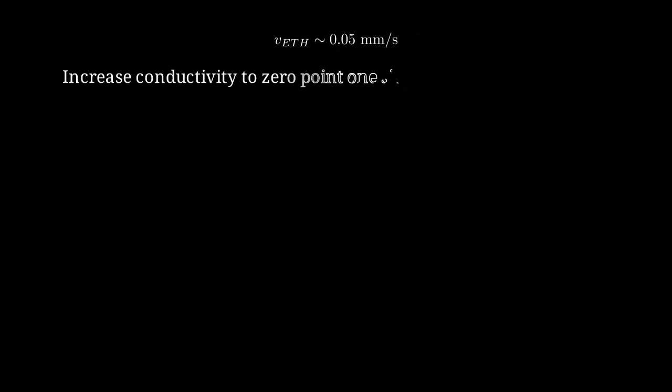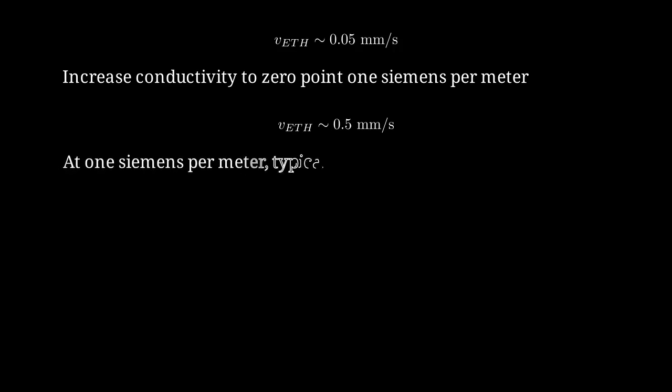Now increase conductivity to 0.1 Siemens per meter. Electrothermal jumps to 0.5 mm per second. Still smaller but now comparable. At 1 Siemens per meter, typical of phosphate buffered saline, electrothermal velocity is now 5 mm per second. It dominates. If it pumps opposite to ACEO, net flow reverses.